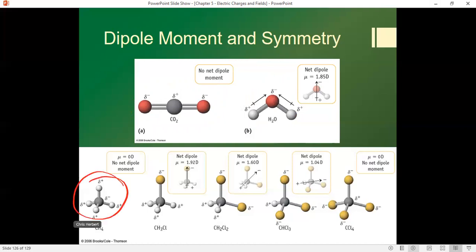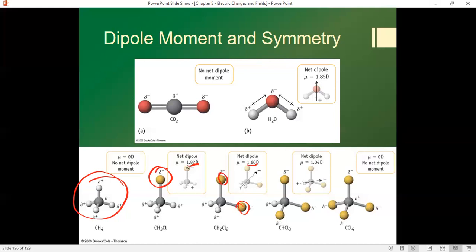Here we have methane, which is completely symmetrical. There's no net dipole moment among the hydrogens. If I replace one suddenly with a chlorine, and I have a chloromethane, I can see that it's very polar. Okay, it's more polar than even water. And what's interesting is if I add 2 chlorines, it actually reduces the net dipole moment because the 2 negatives are now competing against one another.